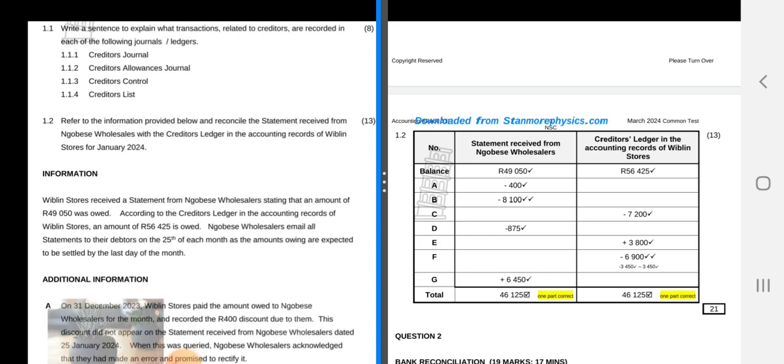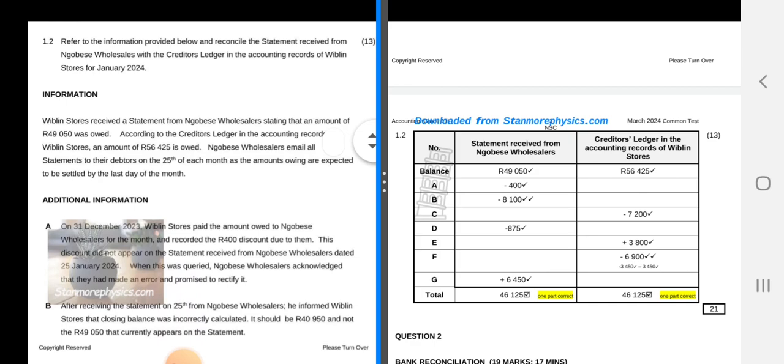Whenever we buy from Ngobeze, wherever we take things on credit, we write them down. Wherever we pay, whatever allowances are received and so forth. Okay, so that is what we have here. So refer to the information provided below and record and reconcile the statement received from Ngobeze Wholesalers and the creditors ledger in the accounting records of Webin Stores for January 2024, for 13 marks. Webin Stores received a statement from Ngobeze Wholesalers stating that an amount of 49,050 was owed. So we need to record the balance. The opening balance from the statement received from Ngobeze is 49,050.